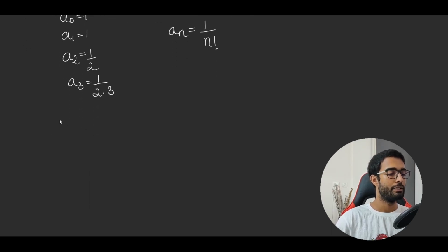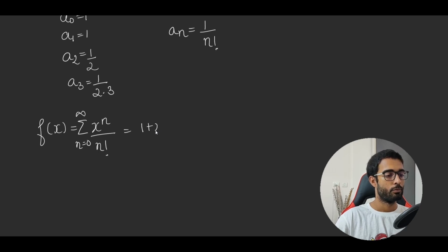And now we can write the function as f(x) equal to x to the power n by n factorial, summing this up from n equal to 0 to infinity, which will be 1 plus x square by 2 factorial, and so on.